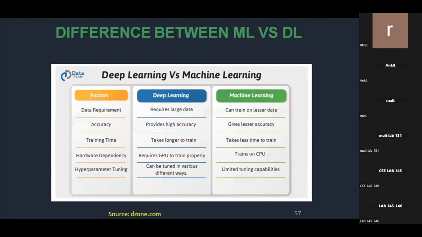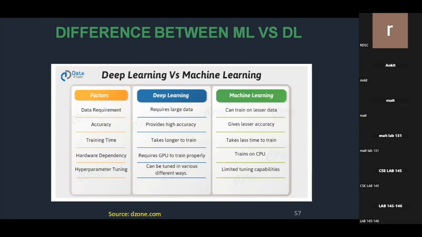While for accuracy, yes, deep learning provides high accuracy, and machine learning gives lesser accuracy, depending on what type of learning you have done with your model. But comparatively, for the same problem, same domain, same data set, if you compare the accuracies, yes, deep learning will provide a much better accuracy as compared to machine learning. But why is it so?